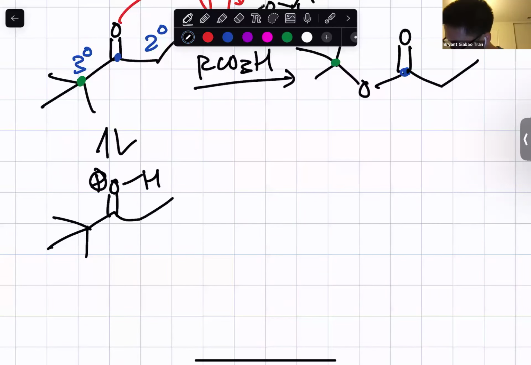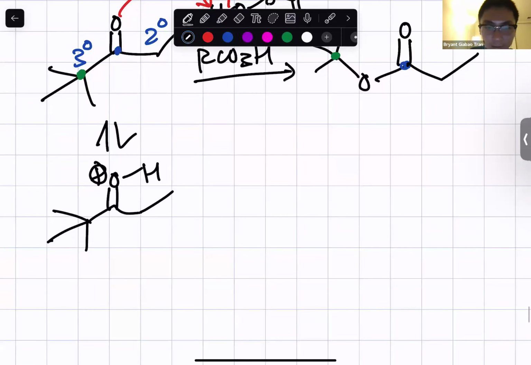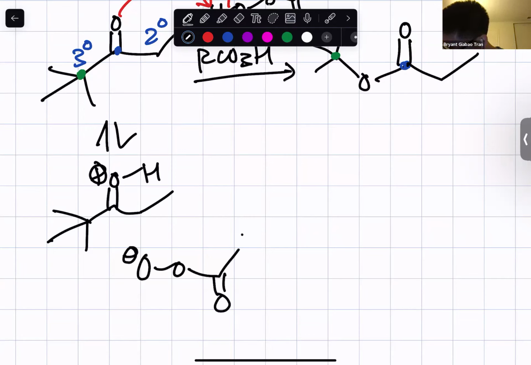Okay. After we have activated it, the conjugate base of that peroxy acid comes back to attack the carbonyl carbon. Pop the double bond onto the oxygen.